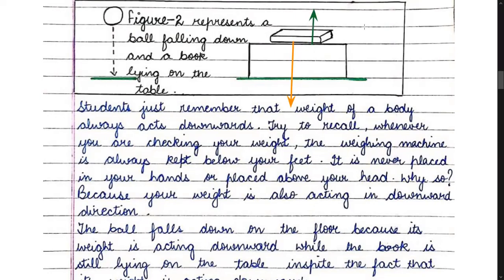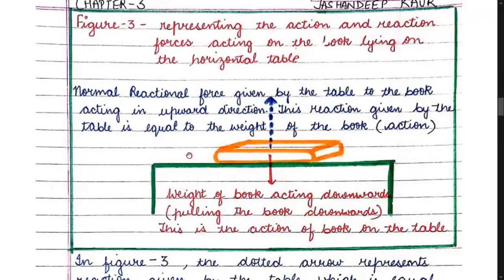So both are the same. If the weight of the book is 10 newtons, the reaction force given by the table is also 10 newtons. So children, in figure 3, you can see the whole setup. I have explained all the kinds of forces applied on the table as well as on the book.